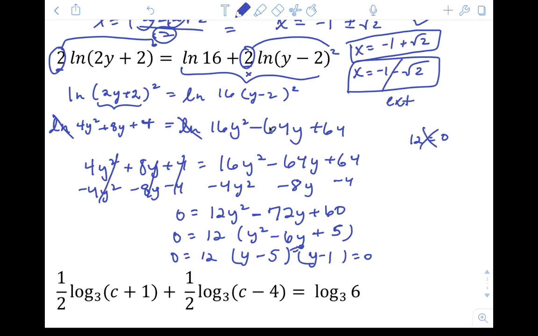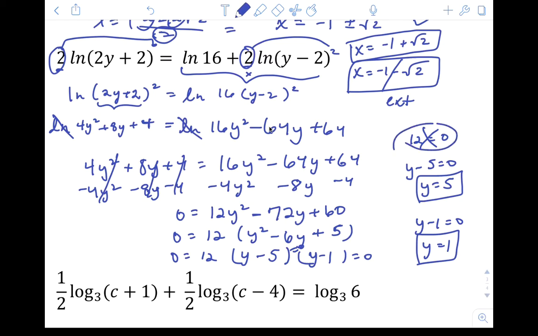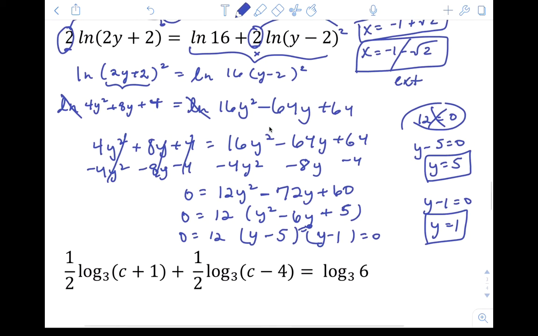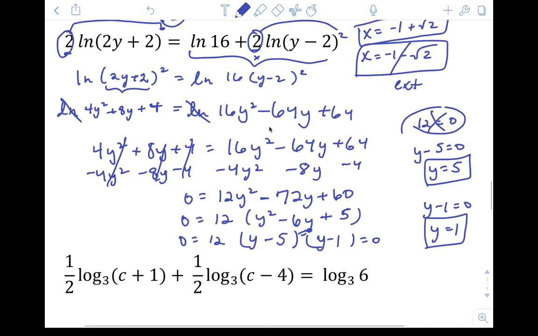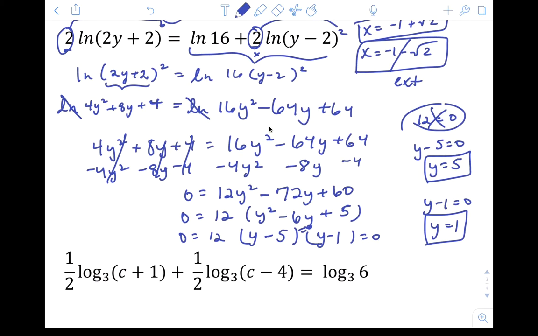It's just a stretch, right? Y minus 5 equals 0, so y equals positive 5. And y minus 1 equals 0, so y equals positive 1. Okay, we can't check this one because it's not an answer in the first place. We do need to check the 5 and the 1. Here we go. Whew, that's a lot.